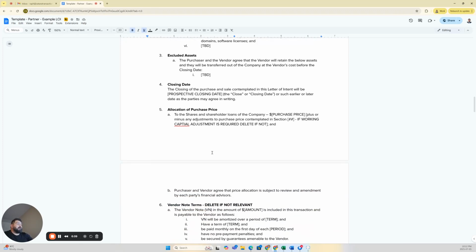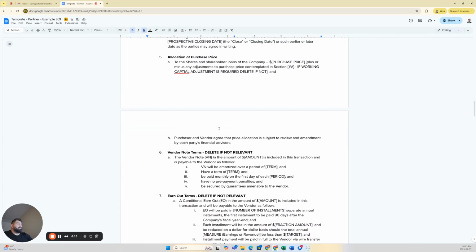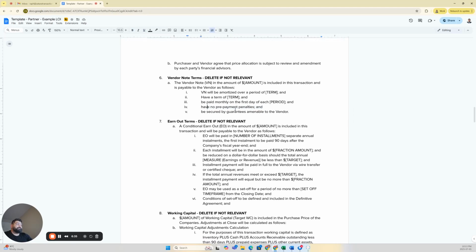Closing date, we already talked about that. Allocation of the purchase price, we kind of already talked about that. Vendor notes, so the terms of a vendor note, pretty straightforward. You're going to have basically how many years, the amortization period, the rate, and the amount. And then security, if there is security. And then typically nobody wants a prepayment penalty.